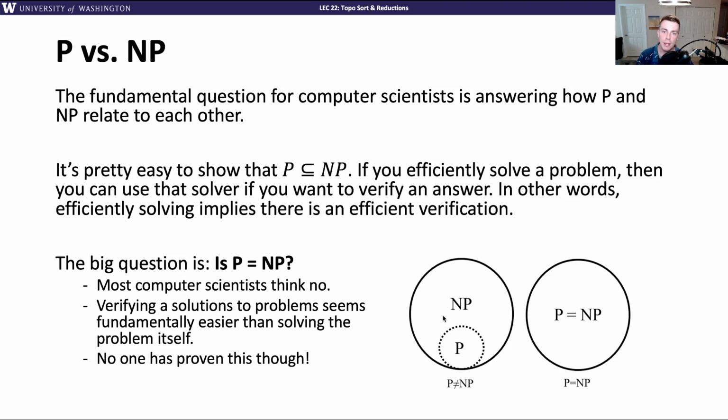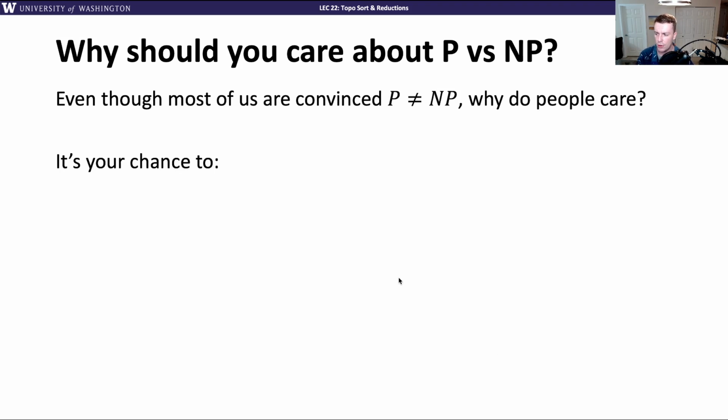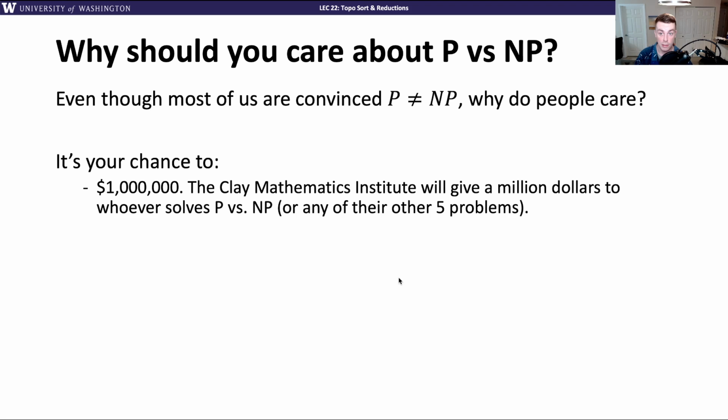So what I want to quickly talk about is some reasons you might care about this P versus NP problem, even though it is awfully abstract. So why should we care about this? Even though we're kind of convinced that P is not equal to NP, why do people talk about this so much? Well, it's your chance to win $1 million. This is one of the big open problems in math and computer science. There are lots of organizations out there that offer prize money if you solve it. So if you were to solve this P versus NP problem, the Clay Mathematics Institute would give you $1 million.